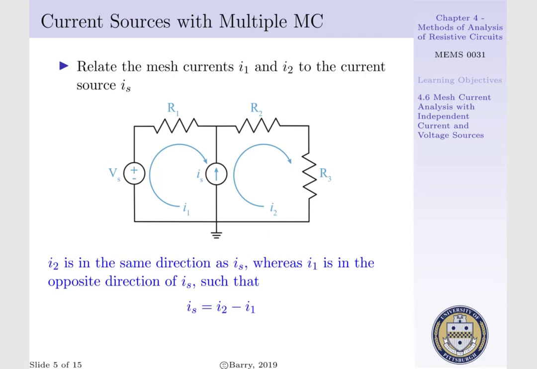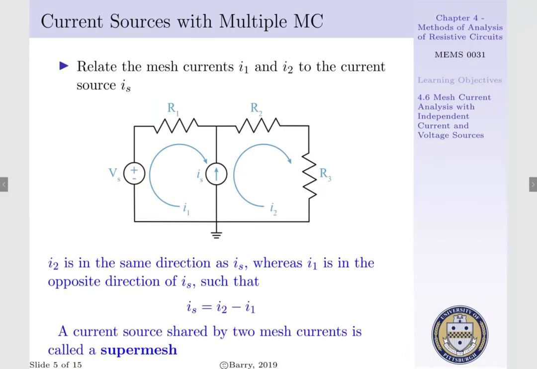Now in this particular situation, we have something called a supermesh. A supermesh is where a current source is shared by two mesh currents. When we do mesh current analysis with a supermesh, we will apply a loop that spans our two mesh currents, bypassing our current source, and thus construct our KVL equation in terms of I1 and I2.